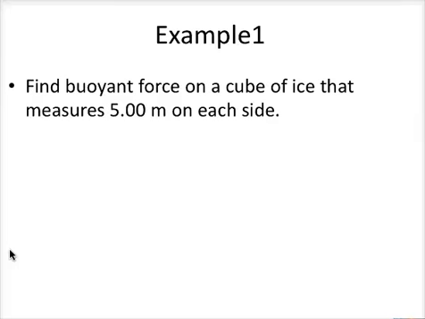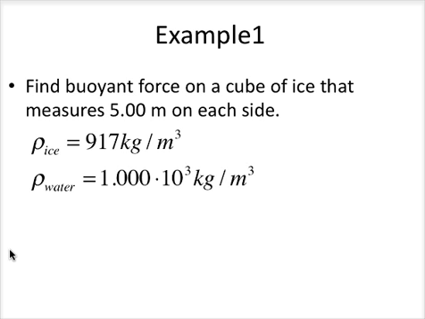All right, so let's consider some examples and figure out how to solve them. Let's say we need to find the buoyant force on a cube of ice that measures 5 meters on each side. So we know it's ice, and also, I didn't type it up, but let's say it's floating in water, where ice usually floats. So we have the density of ice, which is usually 917 kilograms per meter cubed.